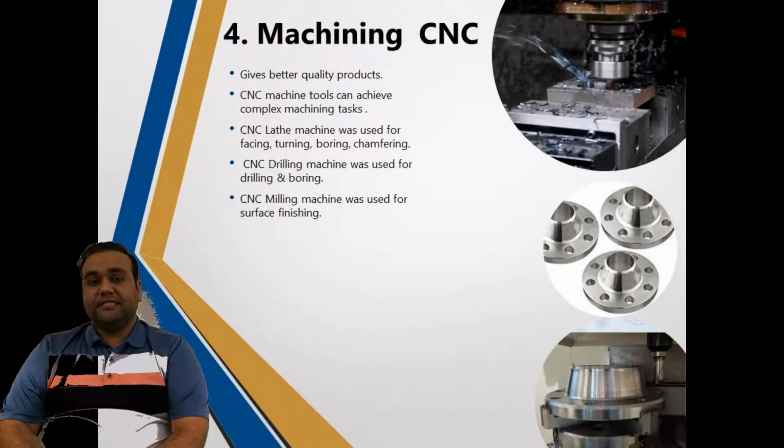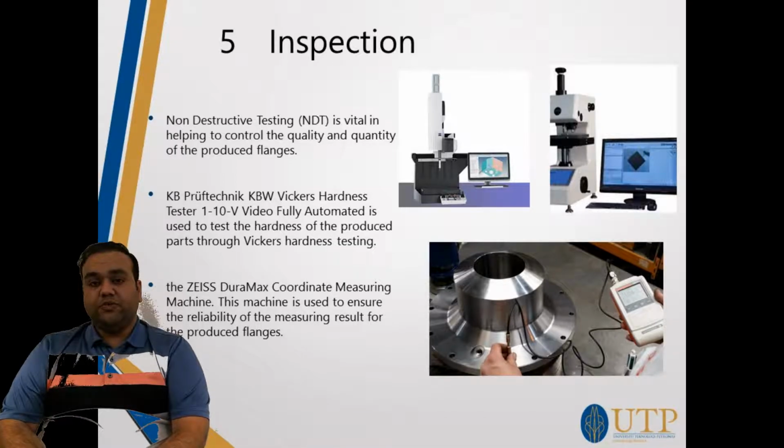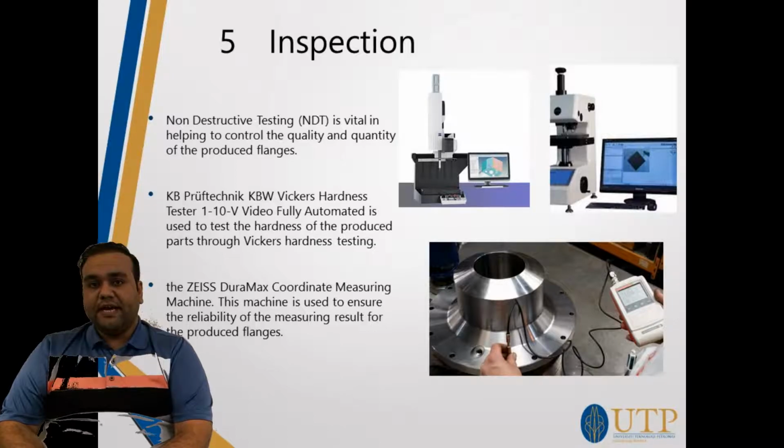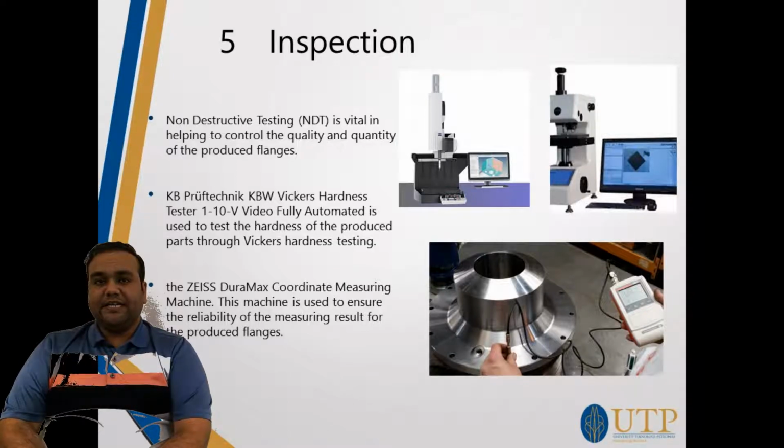The last part and one of the important parts is the inspection. To ensure we are following the standards and the customer requirements, we must examine the end product during and after the whole manufacturing process. Non-destructive testing, NDT, helps to control the quality and quantity of the product flange.